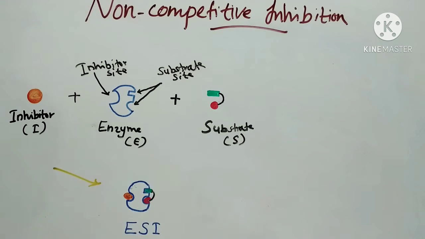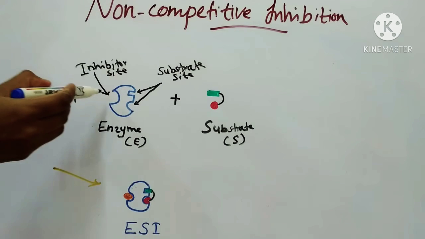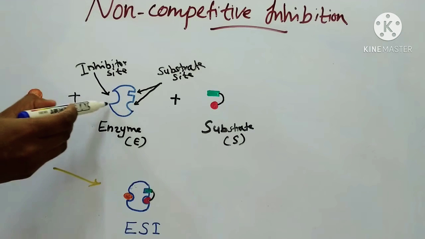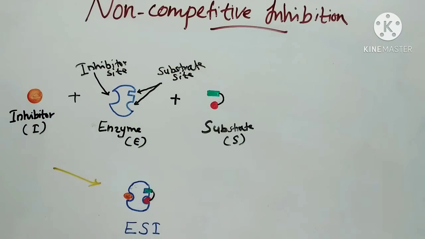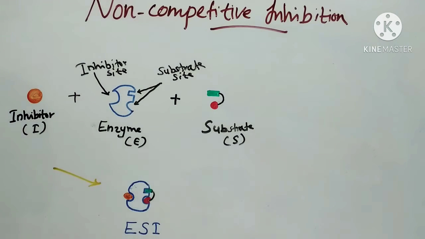The inhibitor binds reversibly with a site on an enzyme other than the active site. So the inhibitor binds here. This is the active site of the enzyme. This is the inhibitor site. The inhibitor may combine with both the free enzyme and the enzyme substrate complex. This probably brings about changes in the 3D structure of the enzyme, inactivating it catalytically.